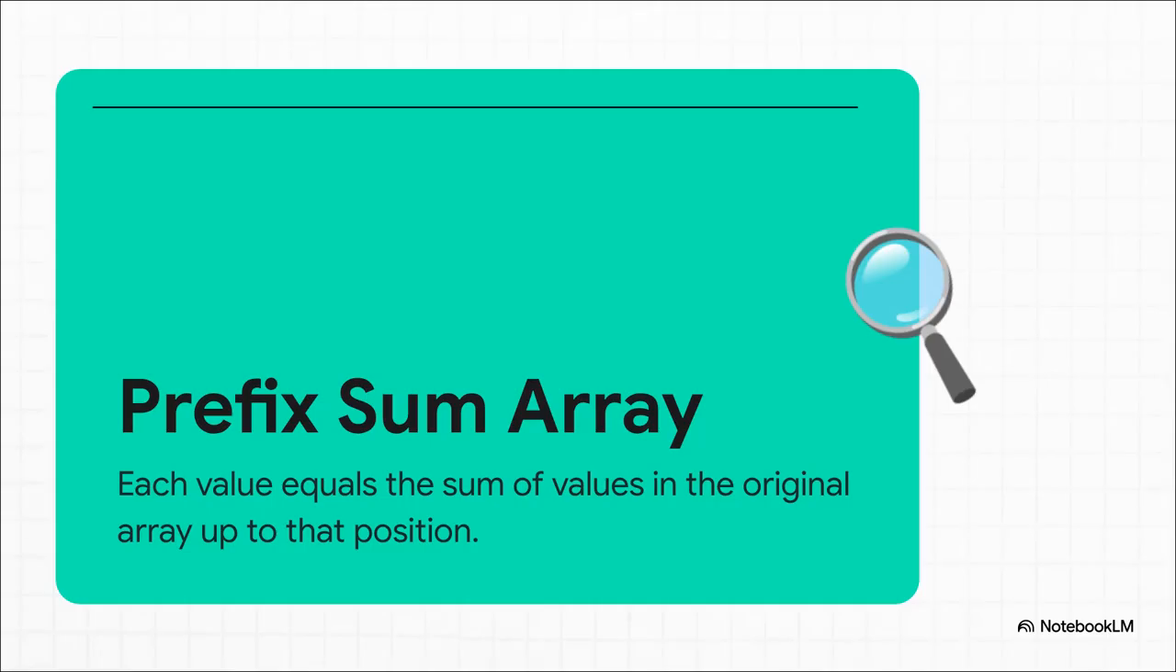Okay, this first idea, it's actually beautifully simple. We just create a second array. And in this new array, every single spot holds the cumulative sum up to that point. It's kind of like the running total you see on a receipt. This pre-calculation step takes O(n) time. But here's the kicker. We only have to do it once.